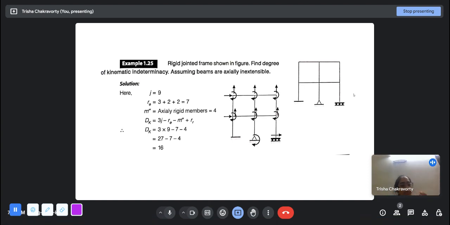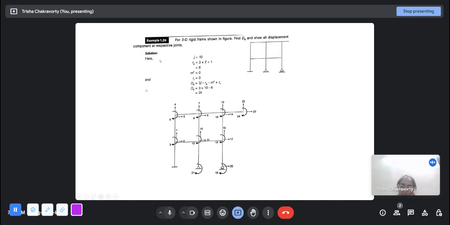Unlike normal roller supports with 2 wheels and a triangle, the way we draw it, which does not restrain the rotation, this restrains the rotation. So there are two support reactions here, two from here and three from here. So total 7 support reactions. DK is 3 into 9 minus 7 minus 4, that is 16.